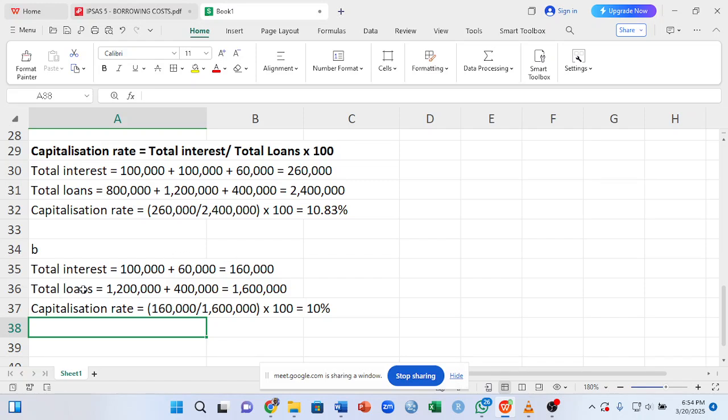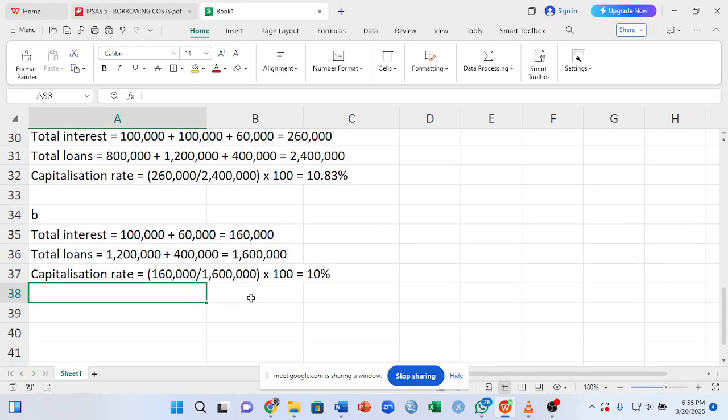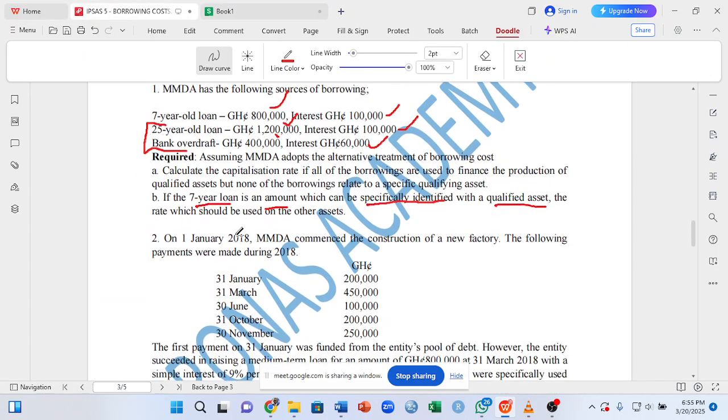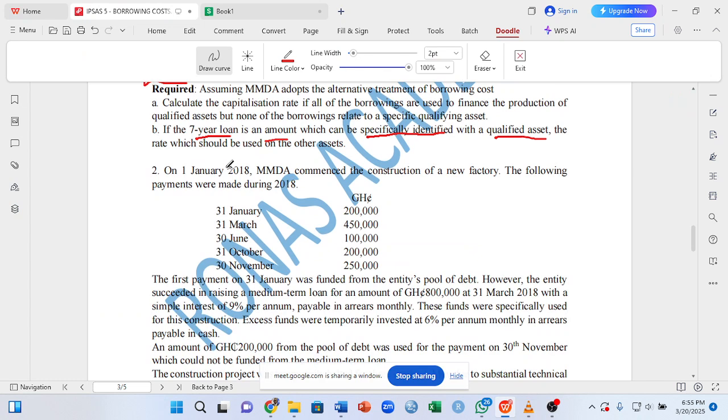Then with the total loans too, we ignored the 7 year loan. So we brought the 1.2 million, which was the second one, and the bank overdraft, which was the 400,000, giving us 1.6 million. Are you okay now? Yes, please. Okay, thank you. Let's go to the next one.